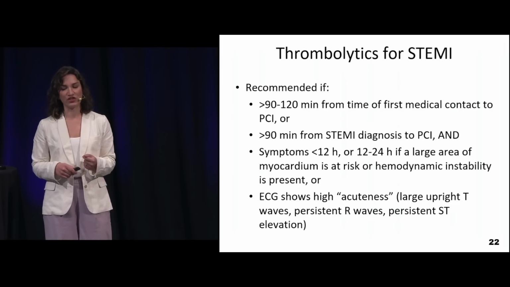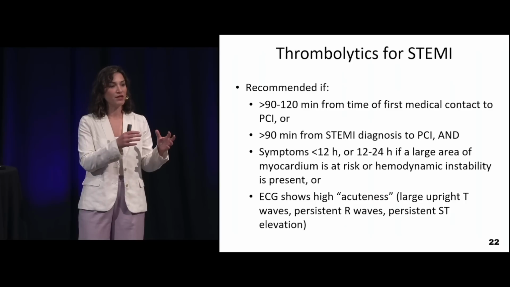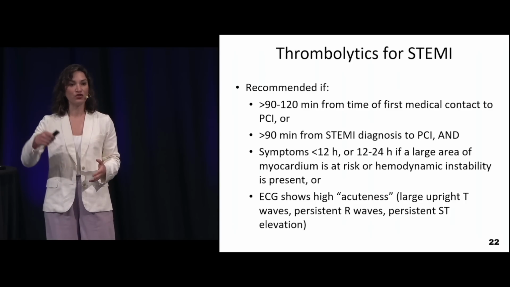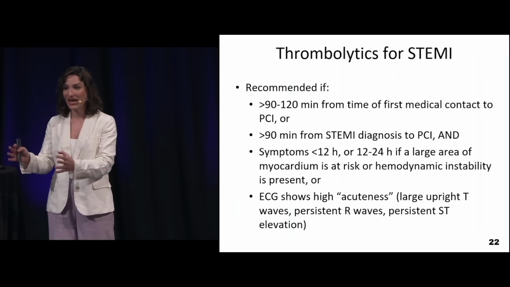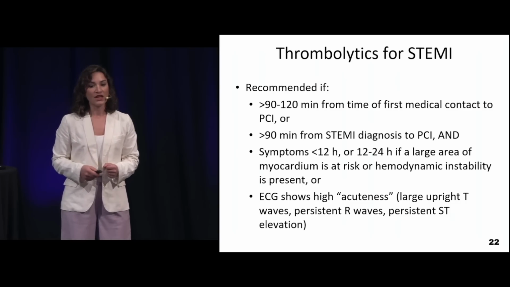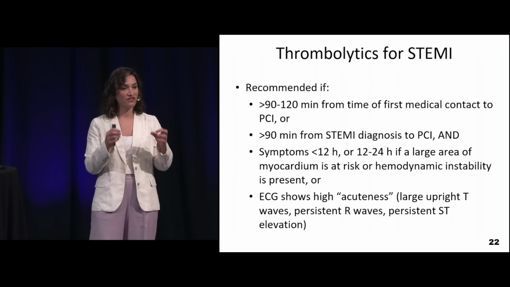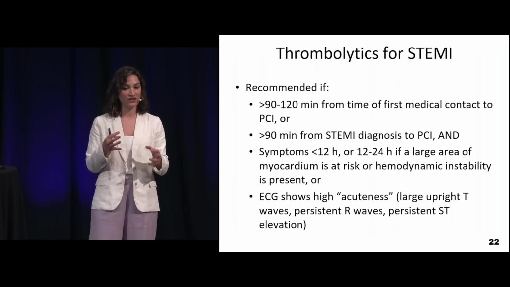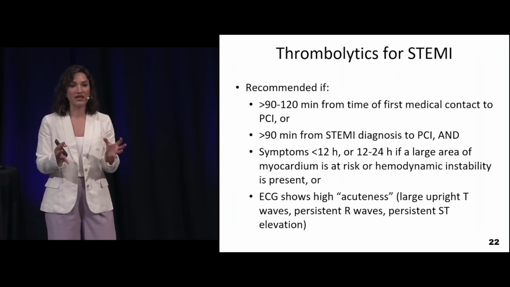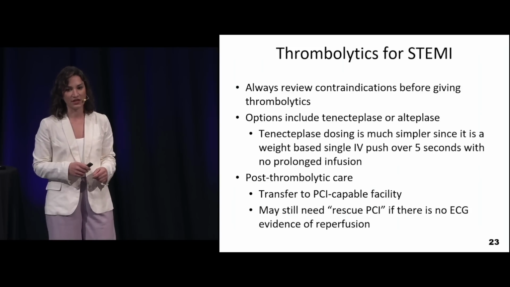And then what about thrombolytics? We talked about door to needle time. So we're going to use thrombolytics if it's going to be more than that 90 to 120 minutes from the first medical contact to going to the cath lab. So if there's a delay, they can't get to the cath lab in that 90 minutes or that 120 minutes, then consider thrombolytics. If they have a large area of myocardium that's at risk, if their EKG shows a very acute insult, where they're still having persistent ST elevation, and it's going to be more than 90 minutes. If they don't meet that timeline where they can get to PCI, then you should consider thrombolytics if you're not going to be able to meet that timeline.